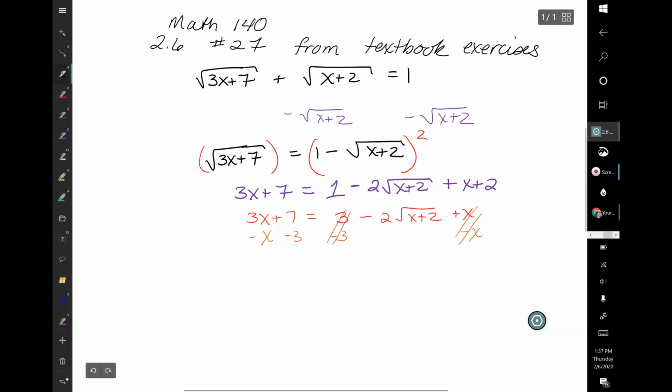So now I end up with 2x plus 4 equals negative 2 square root of x plus 2. From there, I want to follow my process that you may be more familiar with, when I just have a coefficient next to, or a multiplier next to the radical. So I'm going to square both sides.